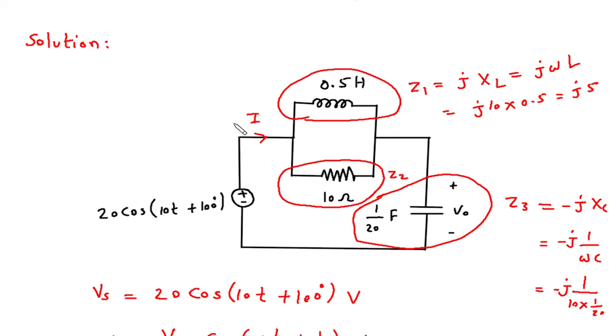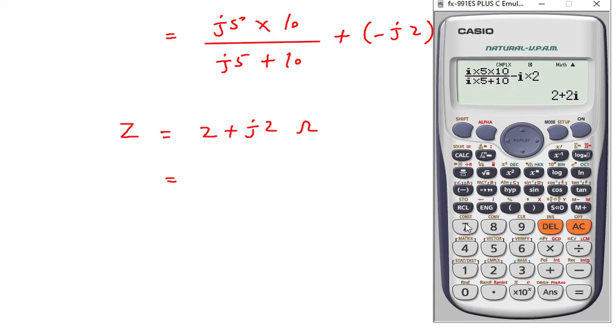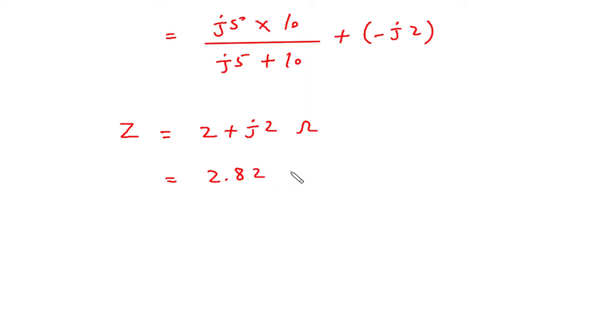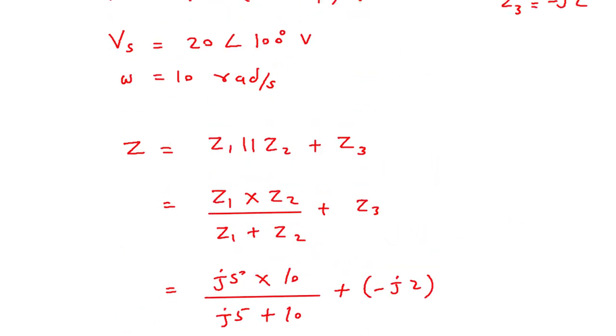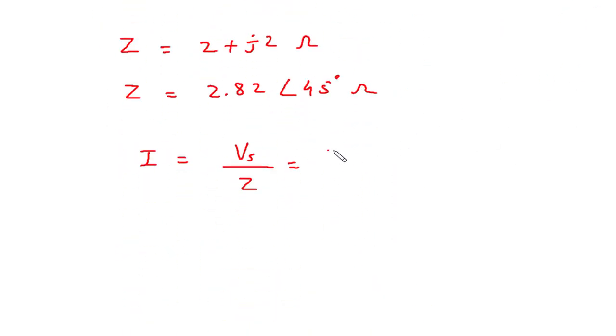Now, next we have to find this current I. Now we will further convert this into polar form. This is in rectangular form, so this will be shift 2, 3. It is 2.82 at an angle of 45 degrees ohm. Now capital I is equal to Vs upon Z. So Vs is 20 at an angle of 100 degrees divided by Z, which is 2.82 at an angle of 45 degrees.